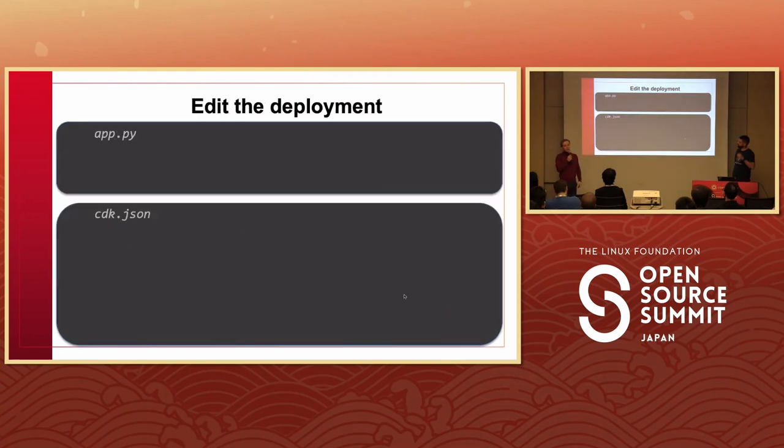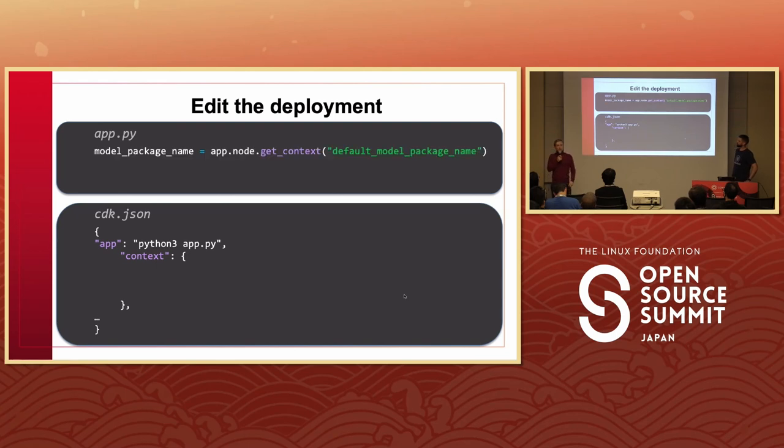So we can edit the deployment. As I said, you're in charge of the infrastructure. You can change it to anything you want. So let's take a look at those two files, app.py and cdk.json. I have parameterized a couple of values there. So we'll first look at the package name. So what actually specifies which model I deploy.